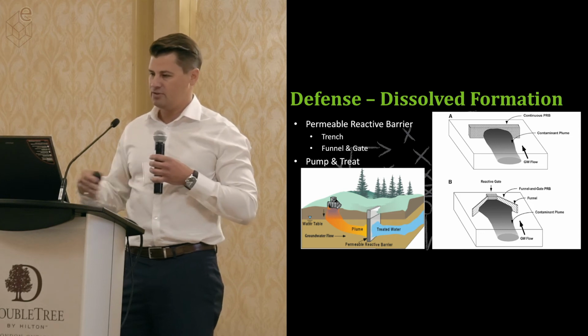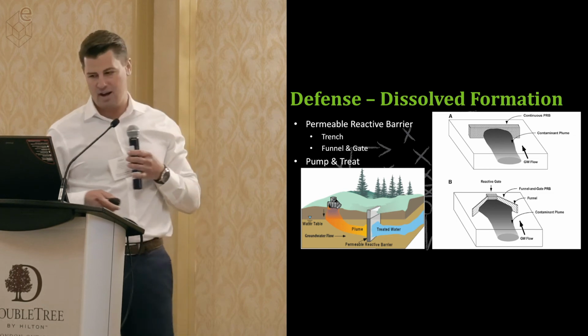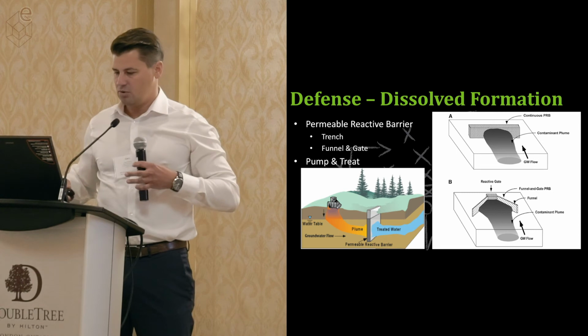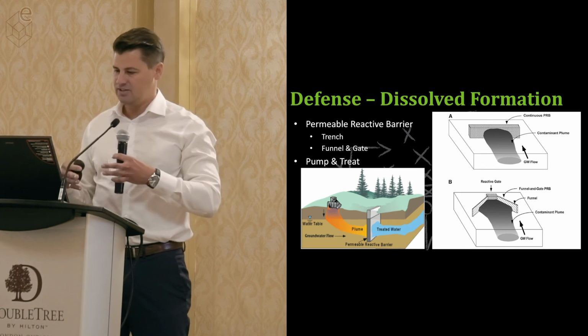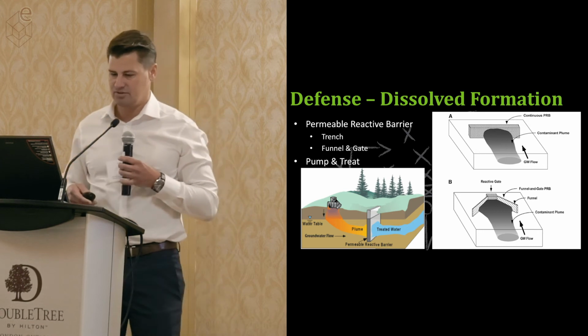You can do this as a continuous PRB, as you'll see in the top right diagram, fully intersecting the plume, or you can use cutoff walls or low permeability barriers to funnel it into a central gate and get higher concentration material treated there.